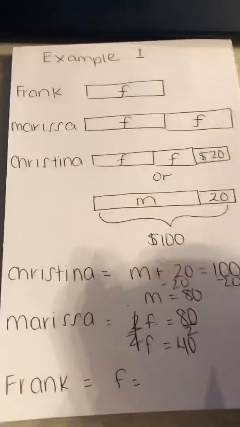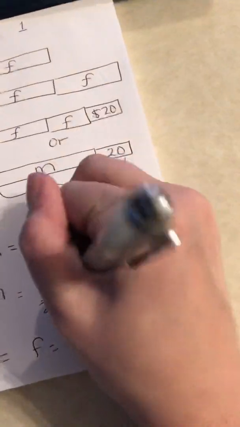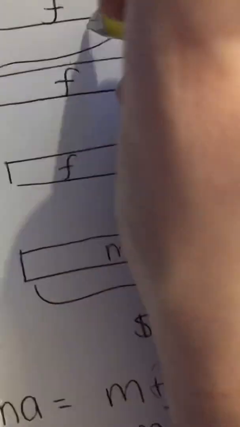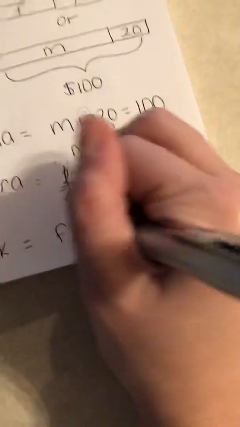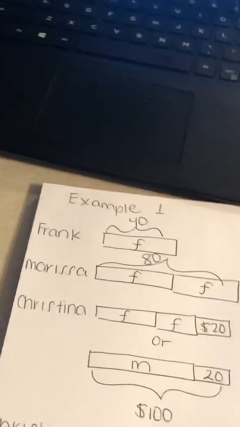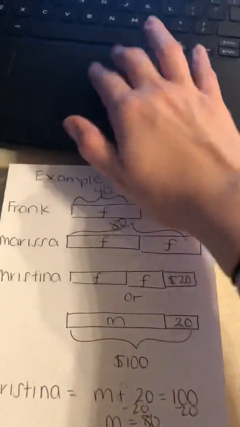$40. So Marissa has $80. We already know that. So if I wanted to go up here and show that, what we're now finding is Frank's amount of money. Frank has $40. I'm going to go back up here and put that. So Frank has 40, Marissa has 80, Christina has 100.